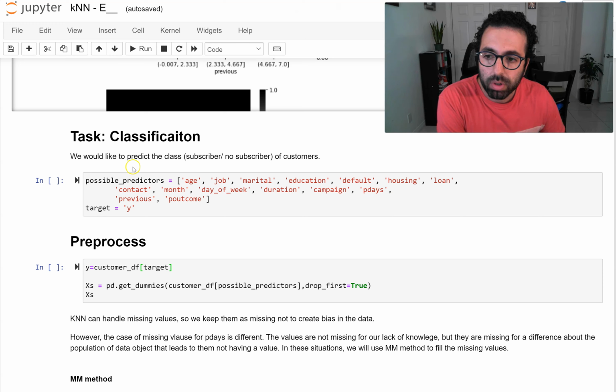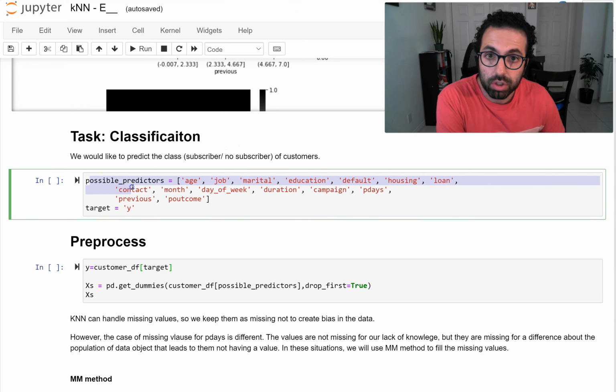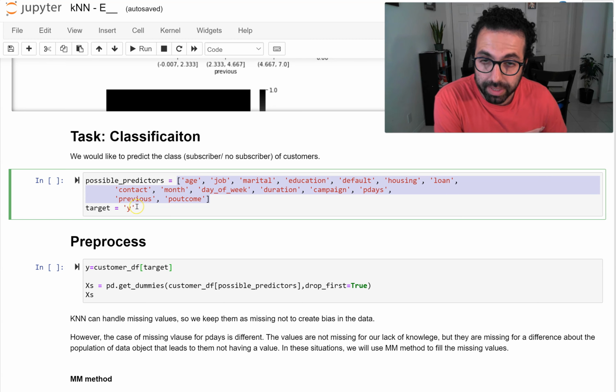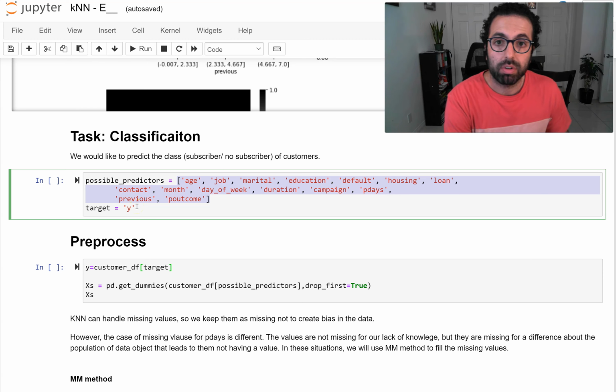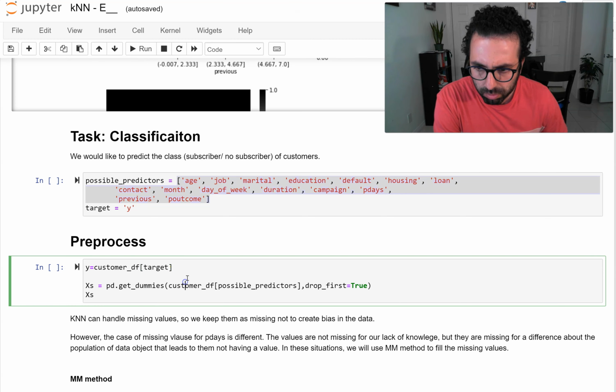Here we want to classify the data object customers as either subscribers or not subscribers, and the possible predictors, or independent attributes, that we have are listed here. Our dependent attribute is Y, which is whether the customer is a subscriber or not.